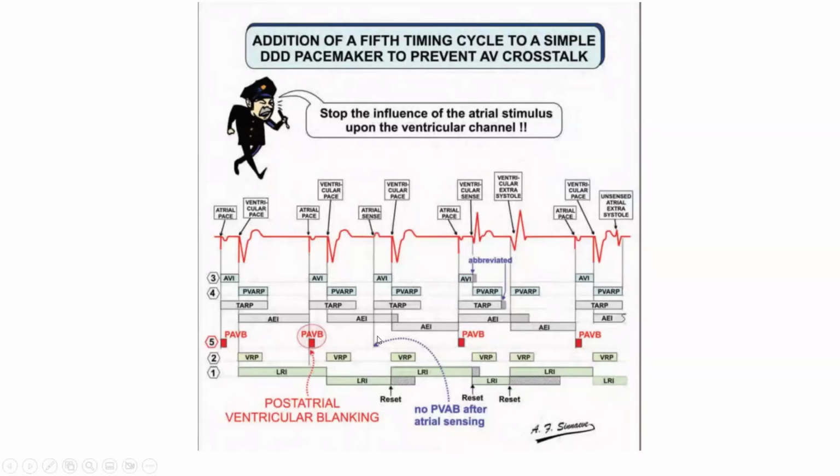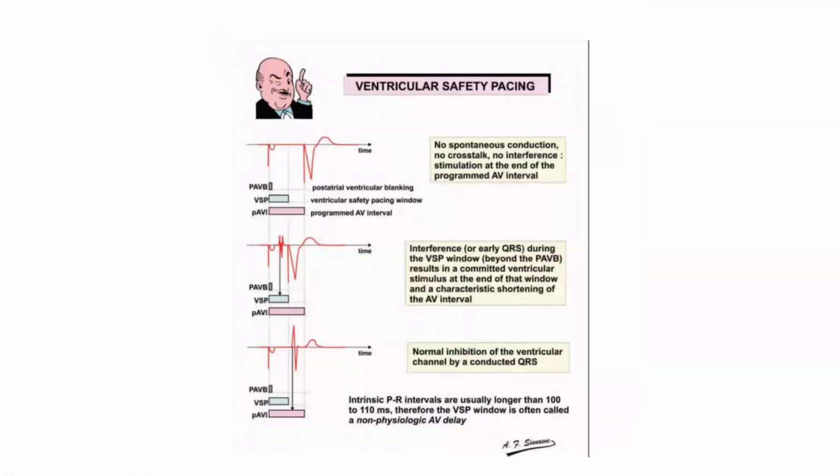And because this crosstalk is very risky and can cause fatal complications, I cannot risk it happening even after I put this interval. So I accept that it may happen sometimes, and I put a sixth interval called ventricular safety pacing. What is meant by ventricular safety pacing? It also occurs only after atrial pacing. I give this very short period of ventricular blanking, where the ventricle is completely blind. Then I put a very short interval of about 110 milliseconds.